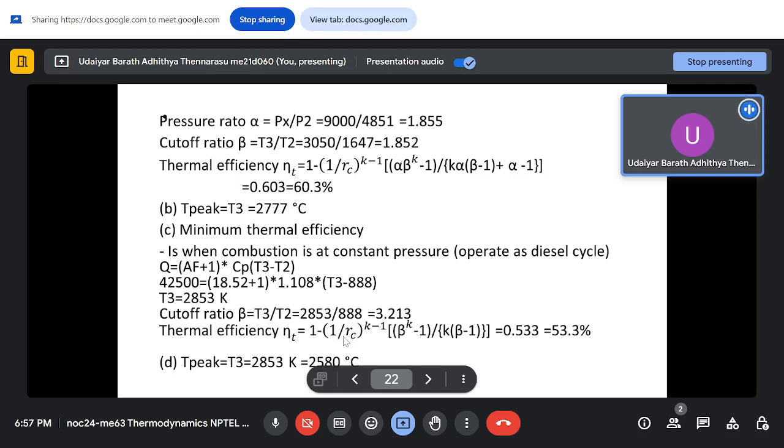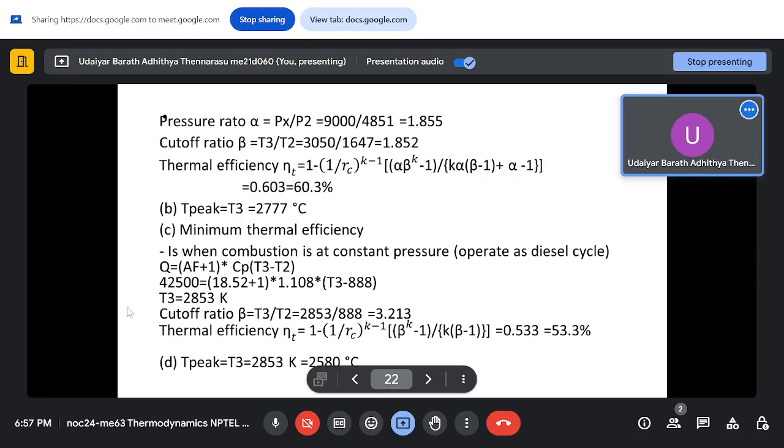This is 1 minus 1 by Rc raised to power gamma minus 1 into the cutoff ratio raised to power gamma minus 1 divided by gamma into the cutoff ratio minus 1. So if we substitute all the values, you will get your minimum efficiency, which is 53.3%. So maximum is 60%, your minimum is 53.3% for the limiting case of pressure of 9000 kilopascal.